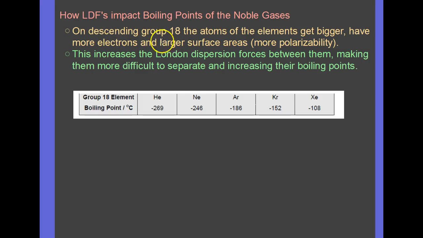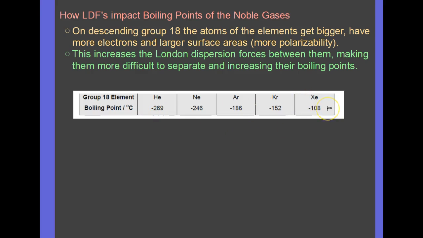On descending group 18, the atoms of the elements get bigger, have more electrons, and have larger surface areas, so they're more polarizable. This increases the London dispersion forces between them, making them more difficult to separate and increasing their boiling points. This is like going down even though we're going across here. Helium has a boiling point of -269. If we get all the way to xenon, it's -108. Minus 108 is actually warmer than minus 269.